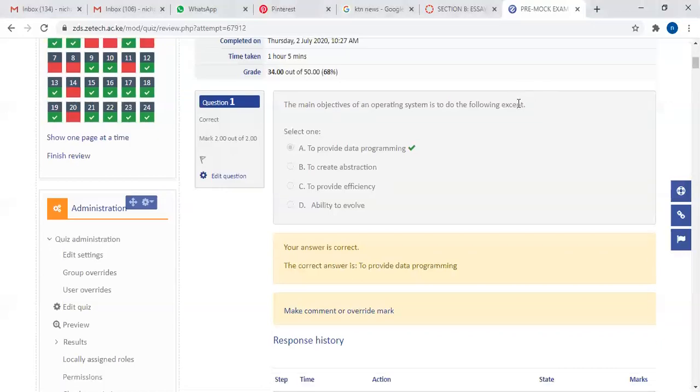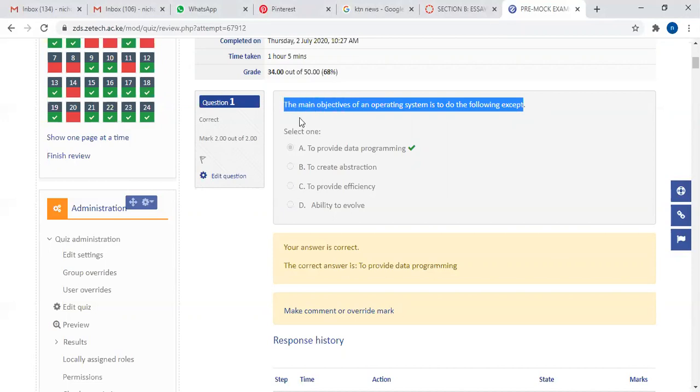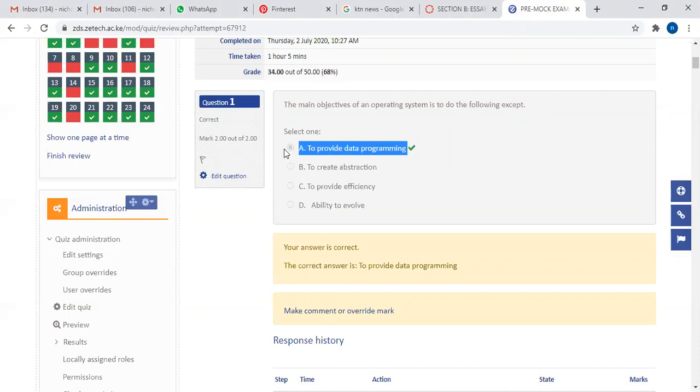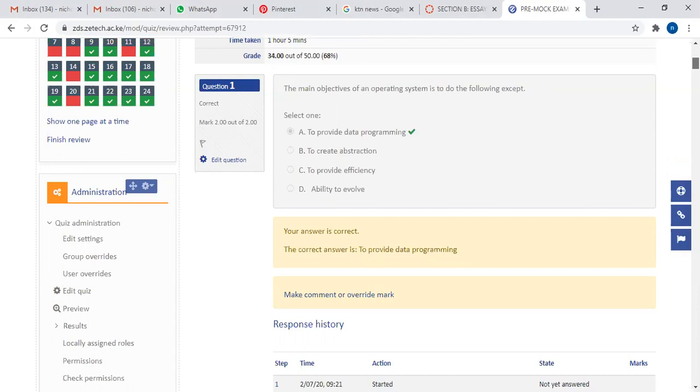So it was looking at which of them is not part of an objective of an operating system, and it was clear because if you look at this, this is a characteristic of an operating system. And other characteristics, we have multi-programming. We have symmetrical multi-processing, where we are using multiple processors to execute, multi-threading, object-oriented programming, etc. So I think that was okay.